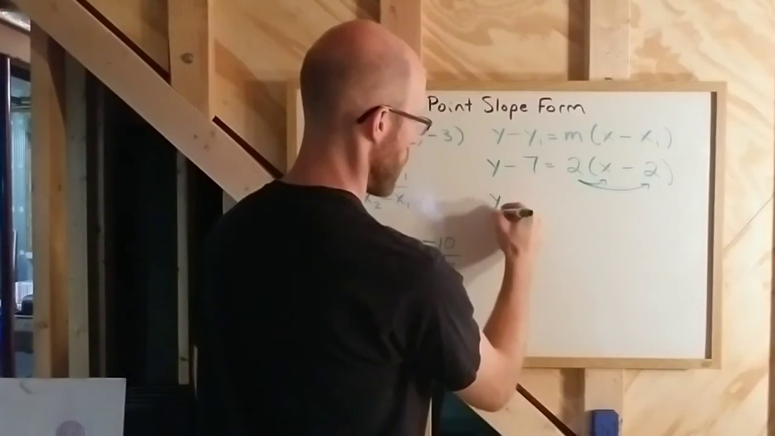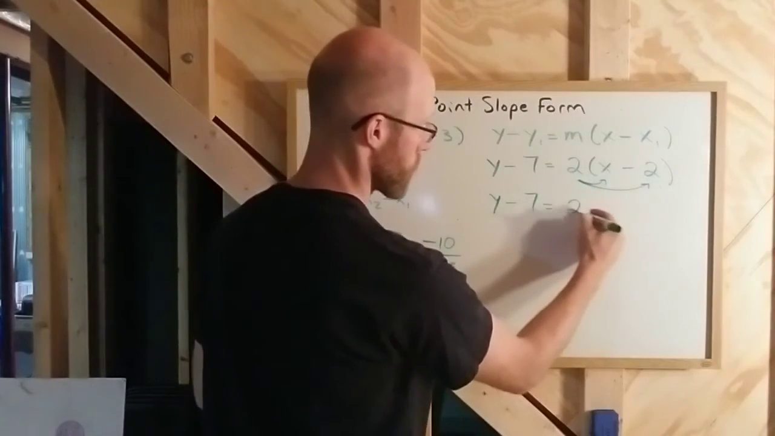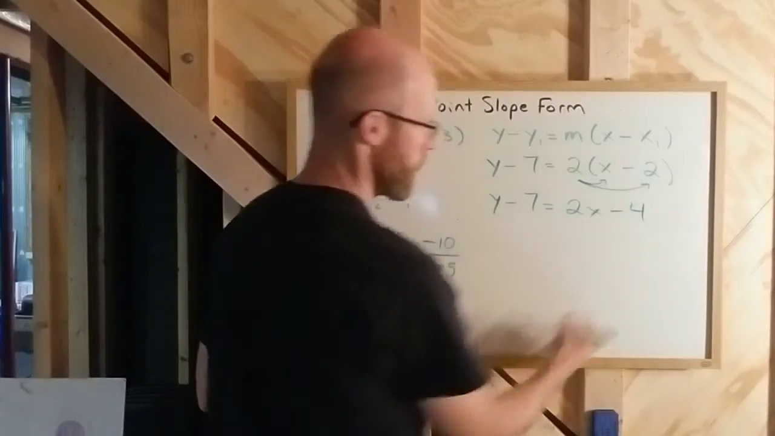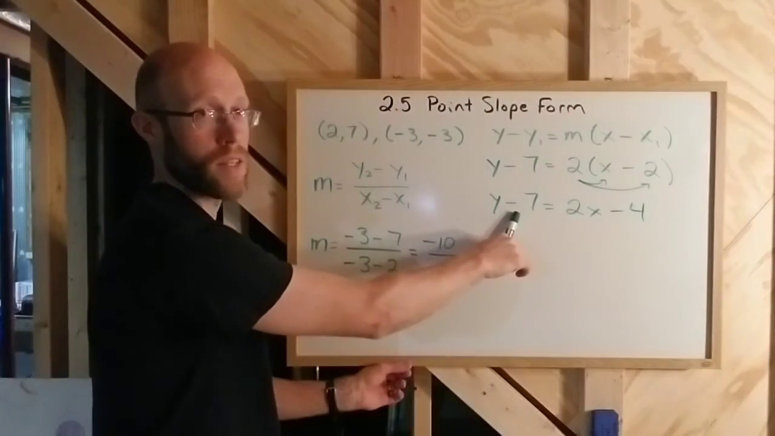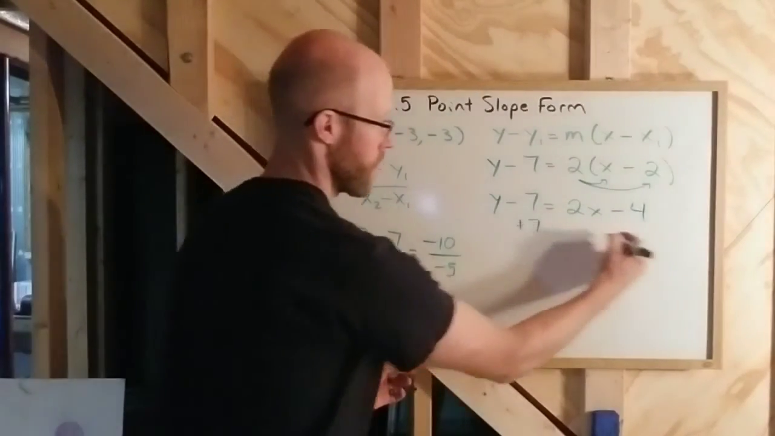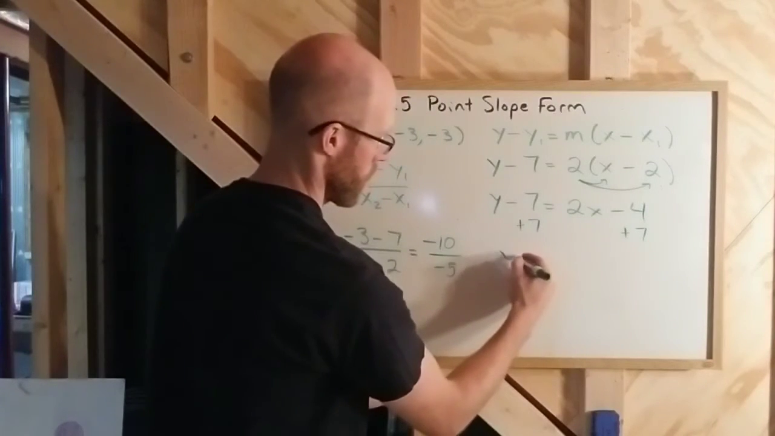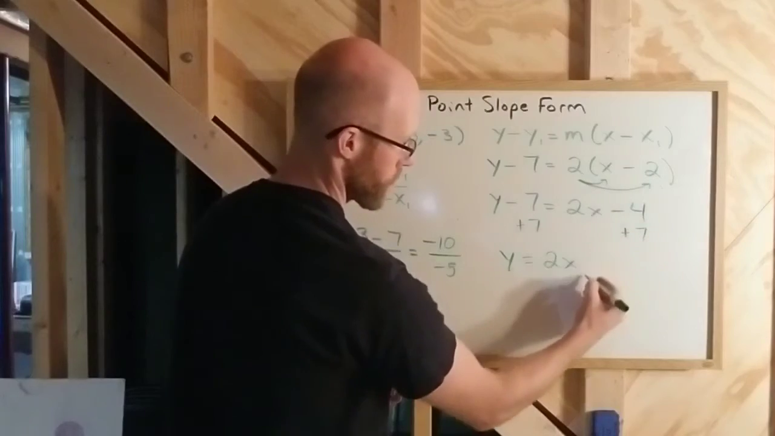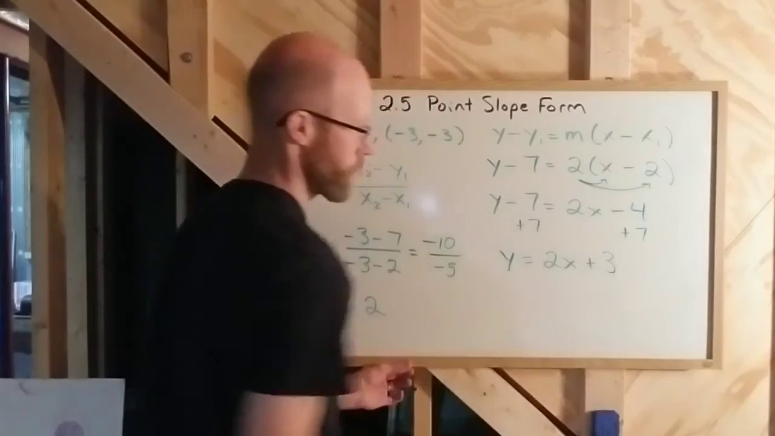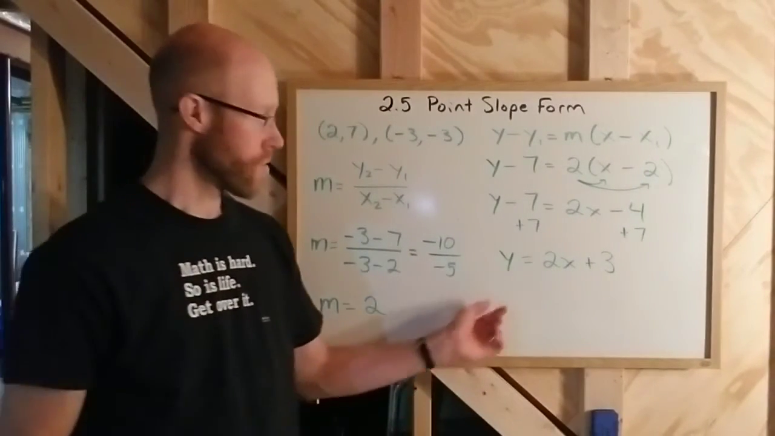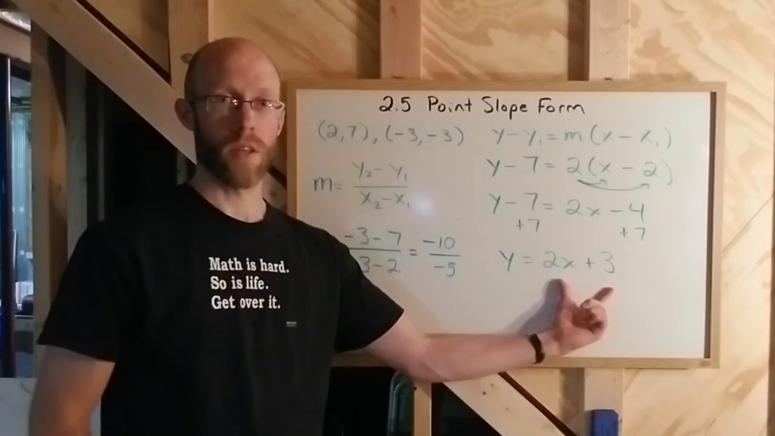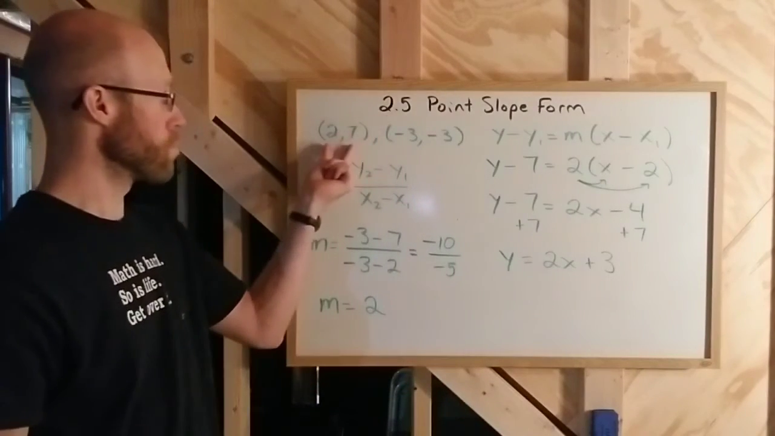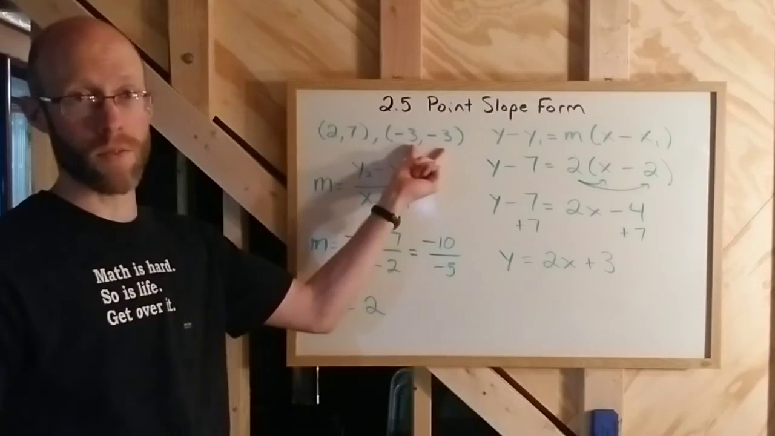So I get y minus 7 equals 2x minus 4. Then I add the 7 to both sides. I get y equals 2x, -4 plus 7 is plus 3. Okay? So this line here is a line that contains both the points 2, 7 and -3, 3.